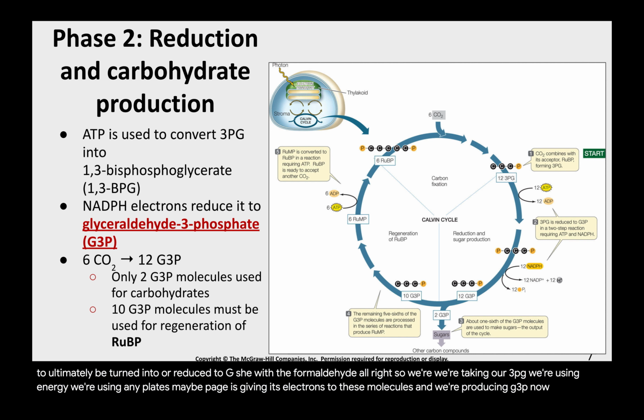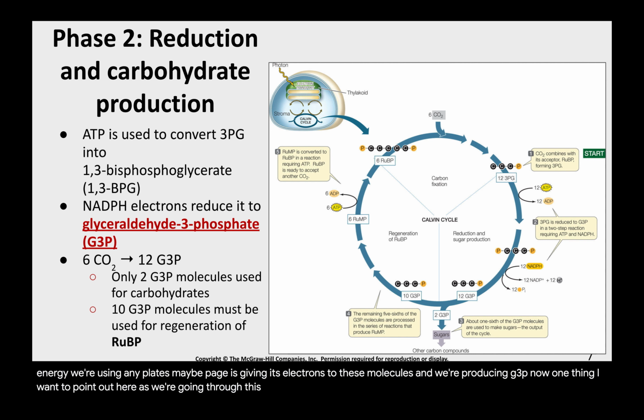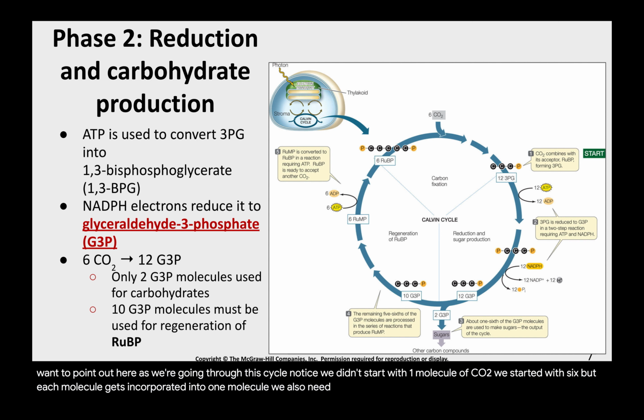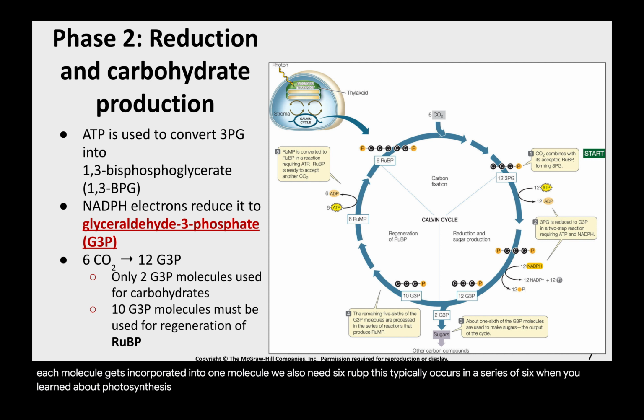Now, one thing I want to point out here, as we're going through this cycle, notice we didn't start with one molecule of CO2. We started with 6, but each molecule gets incorporated into one molecule of RuBP. So we also need 6 RuBP. And this typically occurs in a series of 6 when you learn about photosynthesis. We're producing 12 3PG, so essentially splitting this molecule in half to create 2 smaller molecules. These smaller molecules are being transformed or reduced into G3P, 12 of them as well.